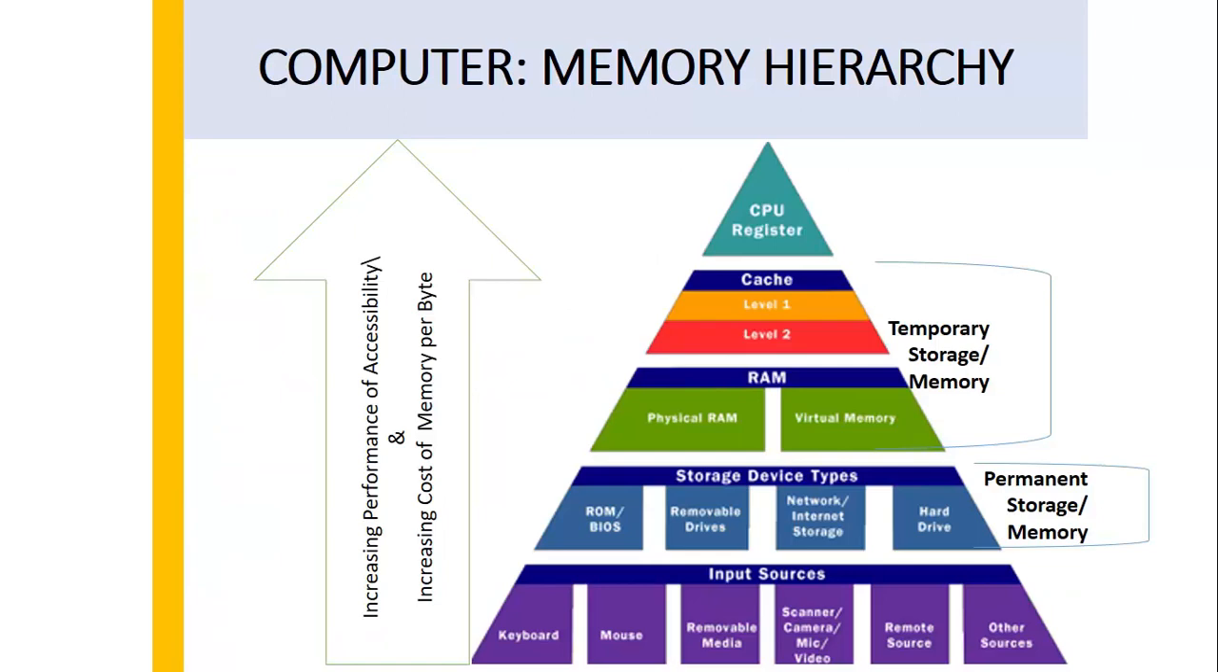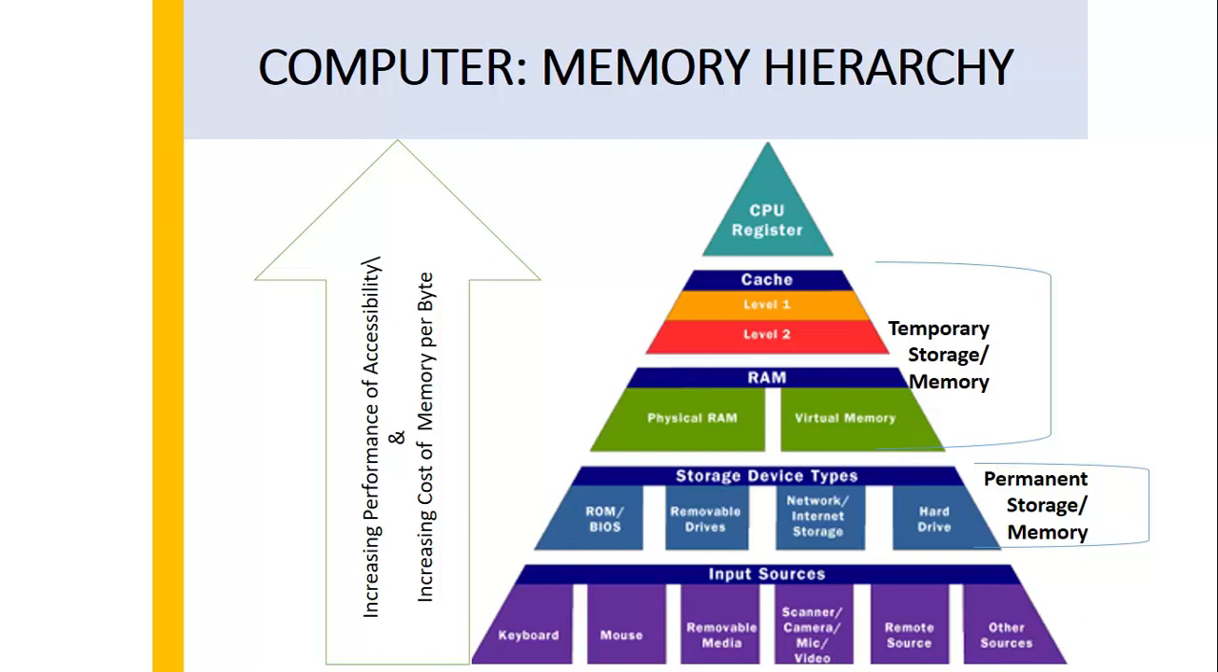So here is the hierarchy for memory. It shows different types of memories that we have in a computer system. Going from bottom to top, the performance, or the speed of memory accessibility, increases. Also, the cost of memory per unit increases. The higher the speed of the memory, the more costly it will be.